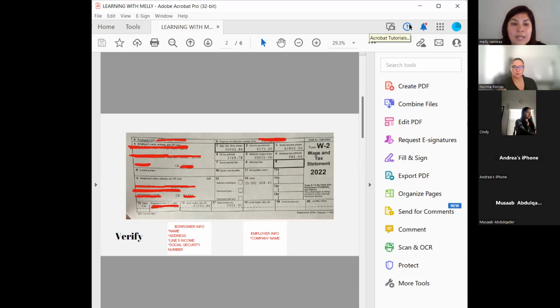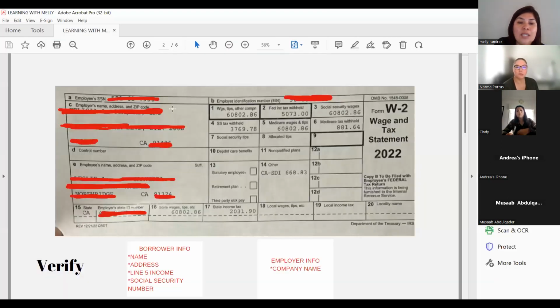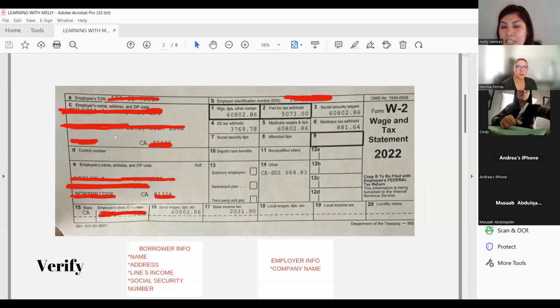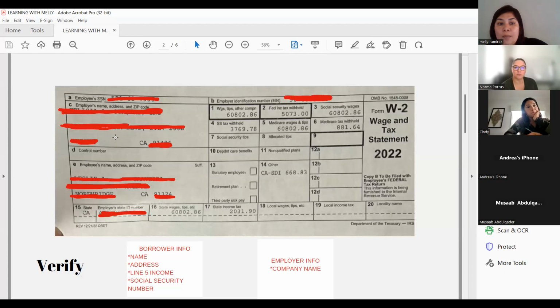But anyways, when you're looking at a W-2 income, if you notice right here, I crossed off a bunch of information just because it's going to go on YouTube, so I didn't want to show any personal information. But the one thing we always want to make sure of, when you're looking at different W-2s, is that you have the correct employer's information.